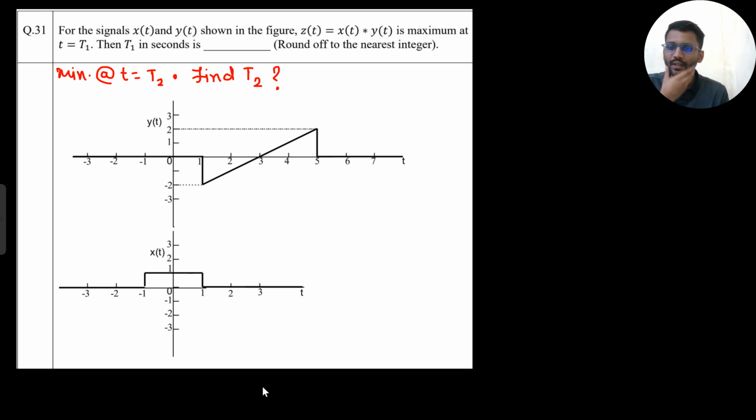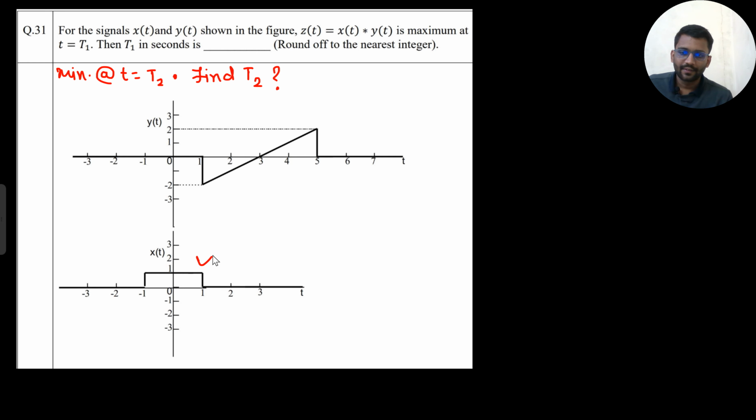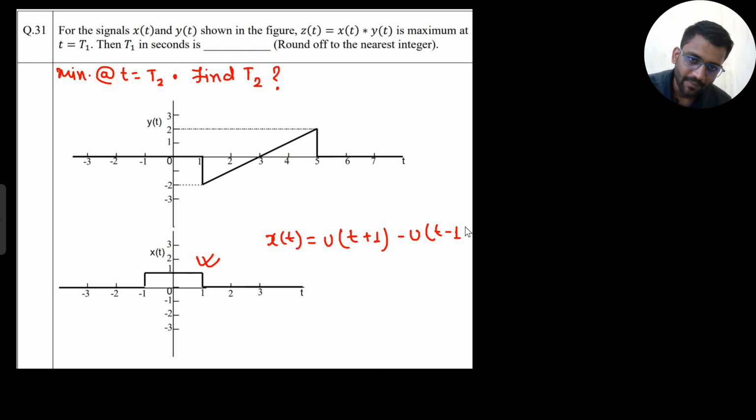Okay, so how we will do it? Look, this function you are familiar, right? This function can be broken into u of t, right? So x of t you can write as u of t plus 1 minus u of t minus 1. This is your x of t. Are you agreeing to this point? U of t plus 1 minus u of t minus 1, right? So this is my x of t and I need to convolve it with y of t.